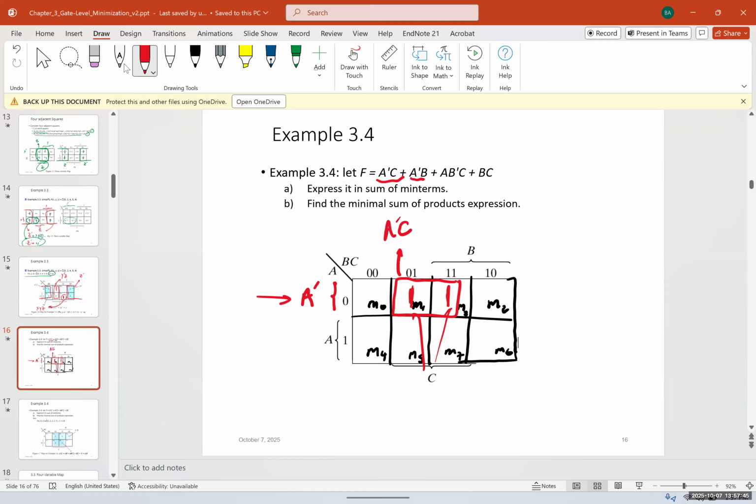Next one, I want to find a prime b. Again, it's in this first row, but it's in the b column. So it's going to be a prime b. It's going to be these 2. So this is a prime b.